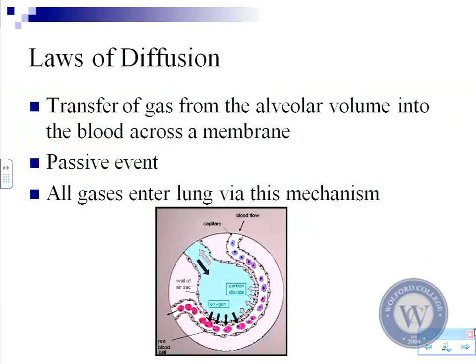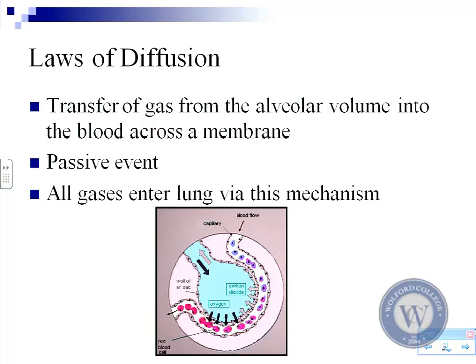Diffusion is very important conceptually for anesthesia because that's how we move gas in and out. From a physiology standpoint, we're talking about diffusion of two gases most of the time, which are oxygen and CO2. It's the transfer of gas from the alveolar volume into the blood. It is a passive event, so it follows the laws of diffusion: surface area, molecular size, how much area you have, plus how much thickness you have. All gases that enter your lung follow this mechanism.